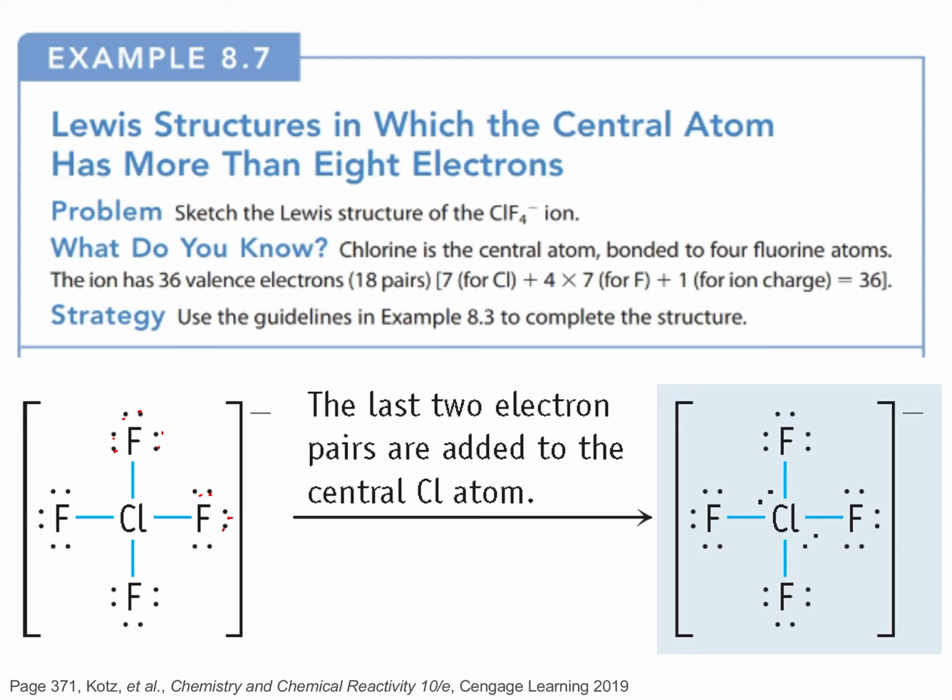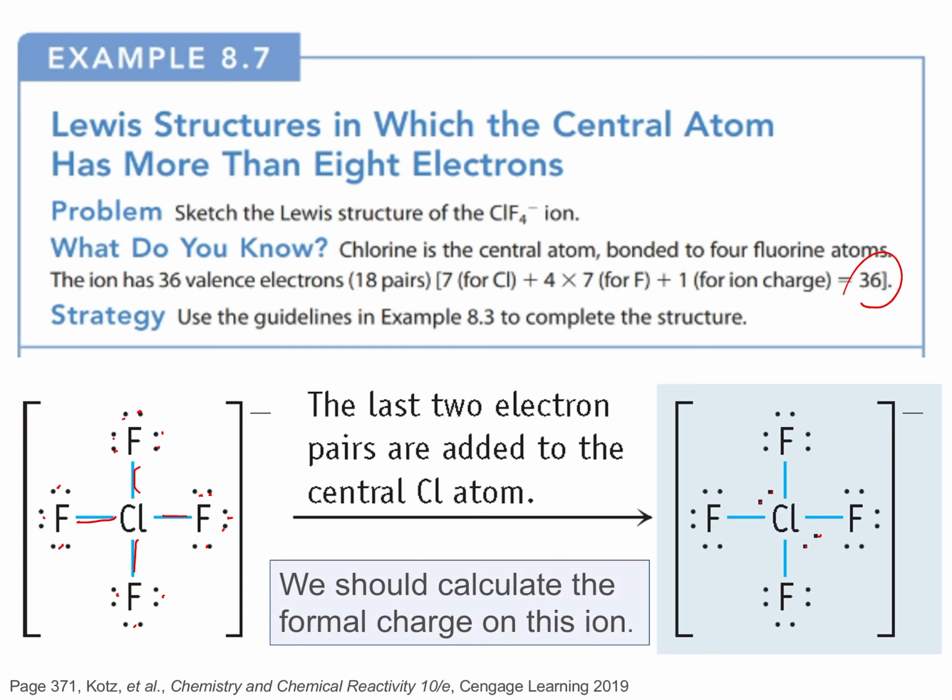this compound. But if you count them, we've got 2, 4, 6, 8, 10, 12, 14, 16, 18, 20, 22, 24, 26, 28, 30, 32 electrons right here, but we need 36 total. So what we have to do is we have to add 2 electron pairs here, and that gives us the 36. So we do that noting that chlorine is in the third period, so it is able to expand its octet and have 2, 4, 6, 8, 10, 12 electrons around it rather than just 8.